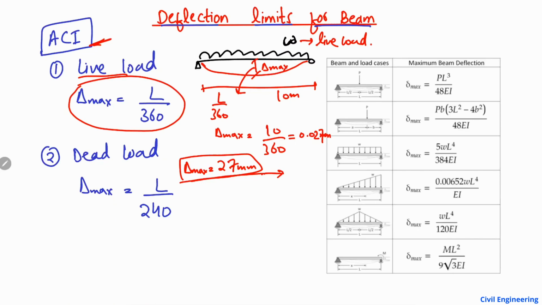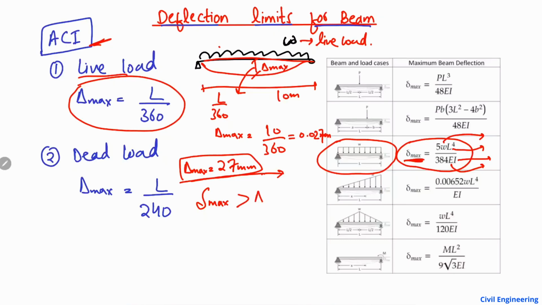For example, in our case there is a simply supported beam with a uniformly distributed load. We find the deformation of the beam by this formula: delta maximum equals 5WL^4 over 384EI. Here W is the live load, L is the length of the beam, E is the elasticity of the material, and I is the moment of inertia. If we find this delta maximum is greater than the delta maximum which the code provides, then we have to redesign our beam.